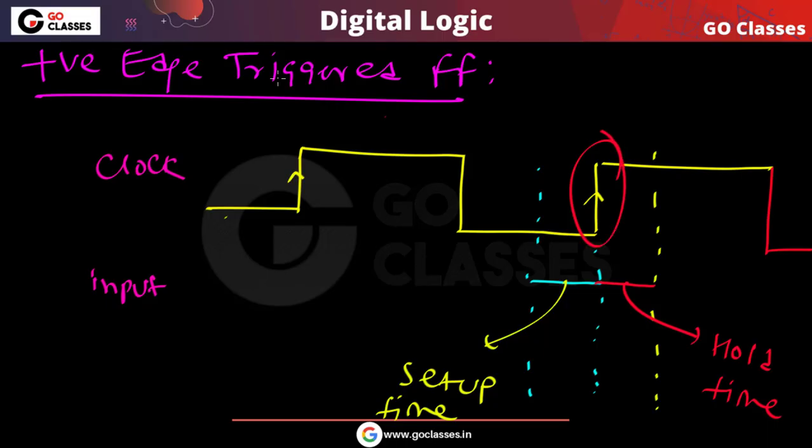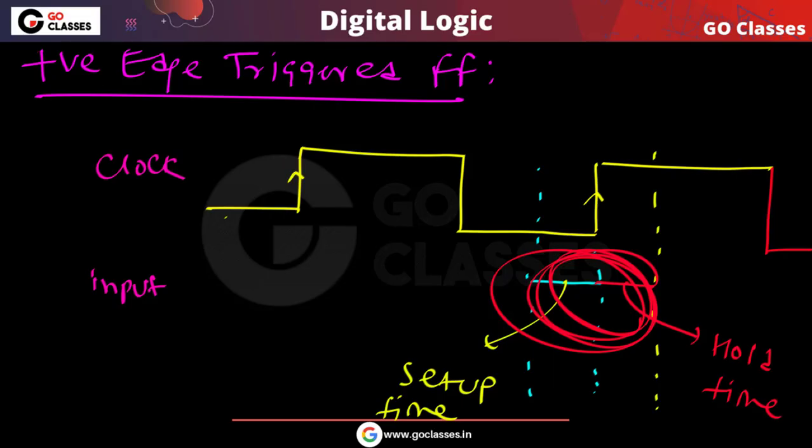So this is the point: for some time before and some time after this positive edge, our input must not change. Our input must stay constant and steady during this period. Our input can change here, and here, but the input should not change during this period.